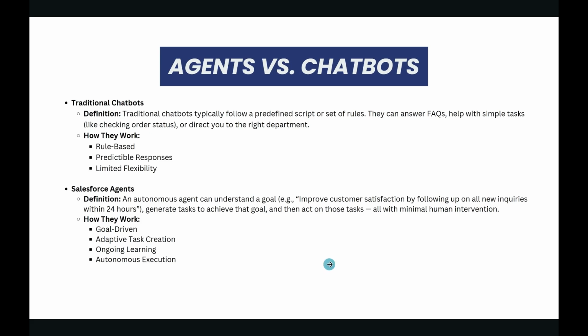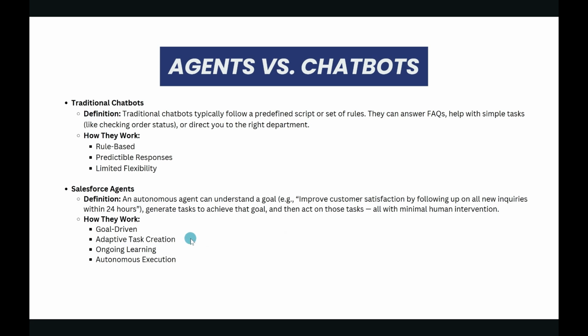So how these agents work: they are goal-driven. Unlike traditional chatbots that respond to predetermined triggers, agents start with an overarching goal, for example, increase customer satisfaction. They continuously work towards achieving that goal, which informs their decisions and guides their interactions with the user.